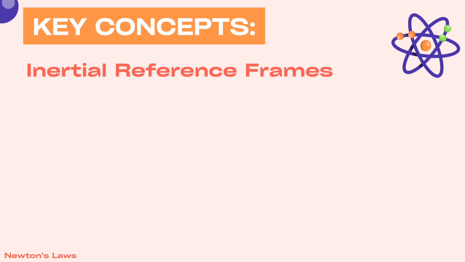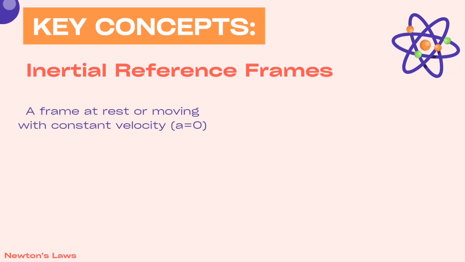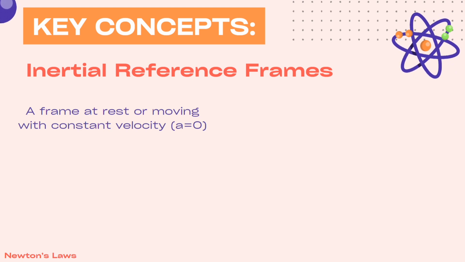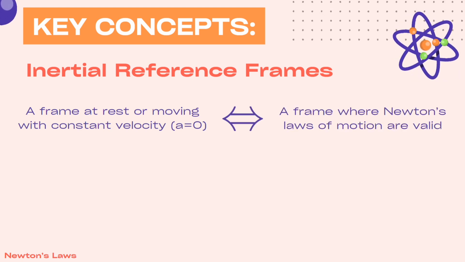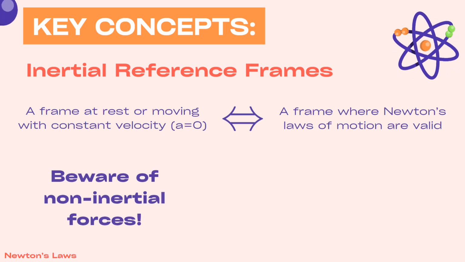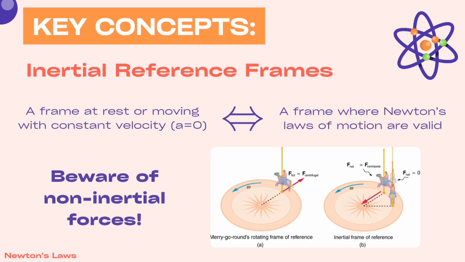Next up, inertial reference frames. An inertial reference frame is any frame at rest or moving at constant velocity, that is, with zero acceleration. This is also a frame where Newton's laws of motion are valid, and these statements are equivalent. Why should we care about this? Well, we need to be careful because in non-inertial frames, fictitious forces like centrifugal and Coriolis forces sometimes pop up in our analysis if we're not very careful.